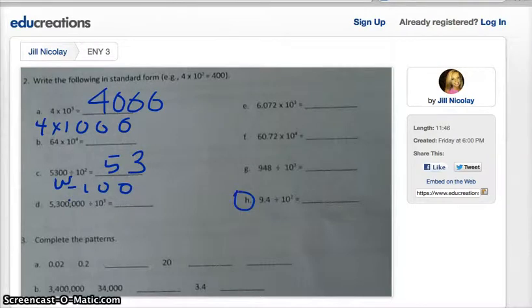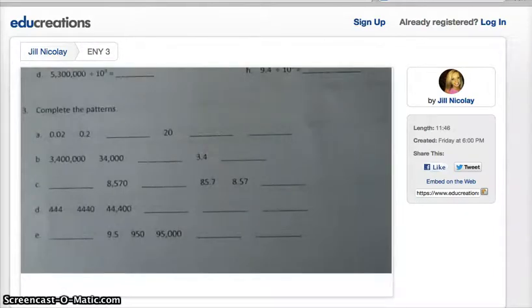How about H? 9.4 divided by 10 to the second power. 10 to the second power is 100. So 9.4 divided by 100. We're going to the left. The decimal place is going to the left because we're dividing. It's going 2 spots because it's divided by 100. 100 has 2 zeros. You can also look at that exponent to tell you where that decimal is going, how many spots it's going. 1, 2. 94 thousandths.